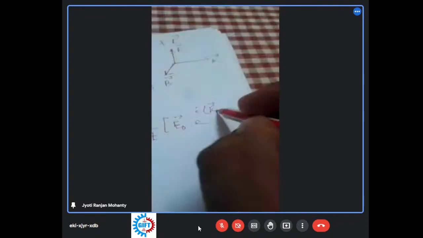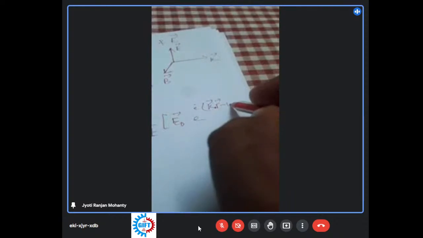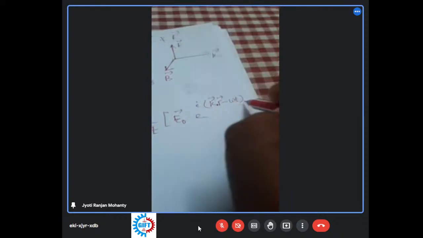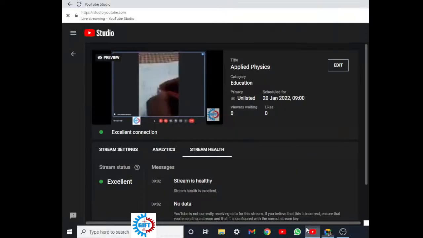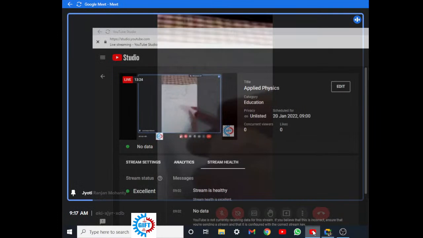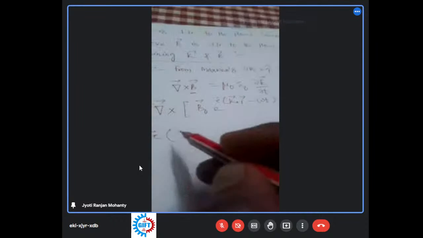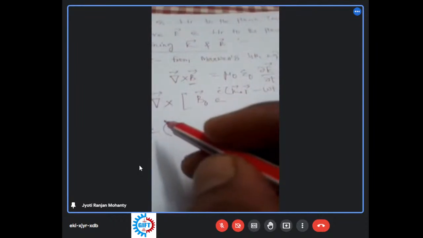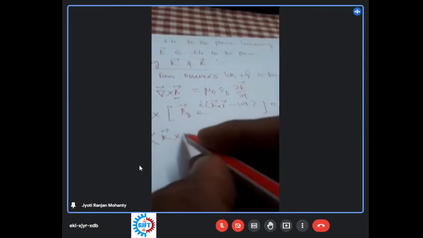Okay, so E0, so already we have done. So B is equal to this, E is equal to E0 e to the power i (k dot r minus omega t). Okay, so now Soumya, if you do del vector cross this thing, so what will be your answer? This is i. Already we have done the previous one, K vector cross B vector.